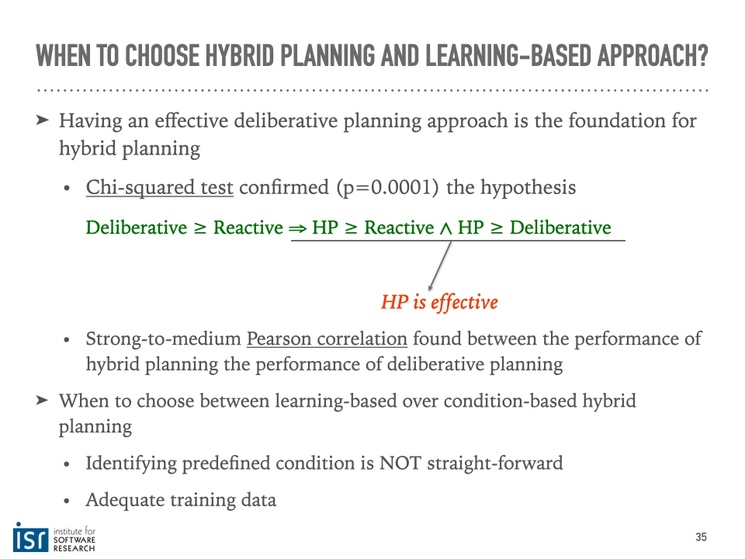We also found a strong to medium Pearson correlation between the performance of hybrid planning and the performance of deliberative planning. Now, to choose between the learning-based and the condition-based approach, pick learning-based hybrid planning when identifying the predefined condition is not straightforward and adequate training data is available. The paper presents some more guidelines and discusses how these guidelines are derived from the empirical analysis of the data.